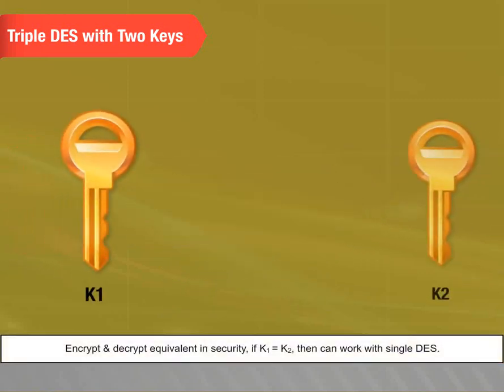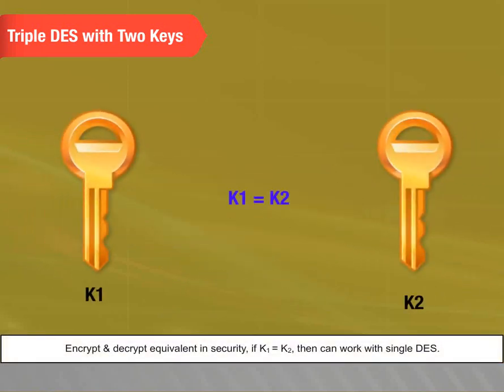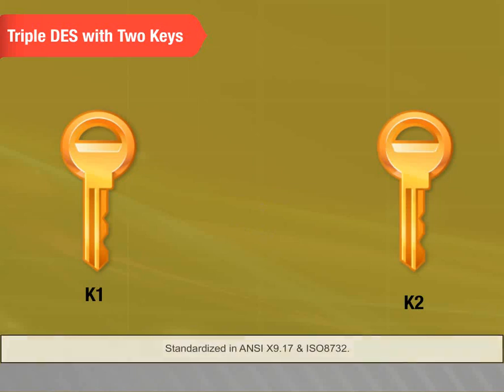Encrypt and decrypt are equivalent in security. If K1 is equal to K2, then it can work with single DES. Standardized in ANSI X9.17 and ISO 8732.